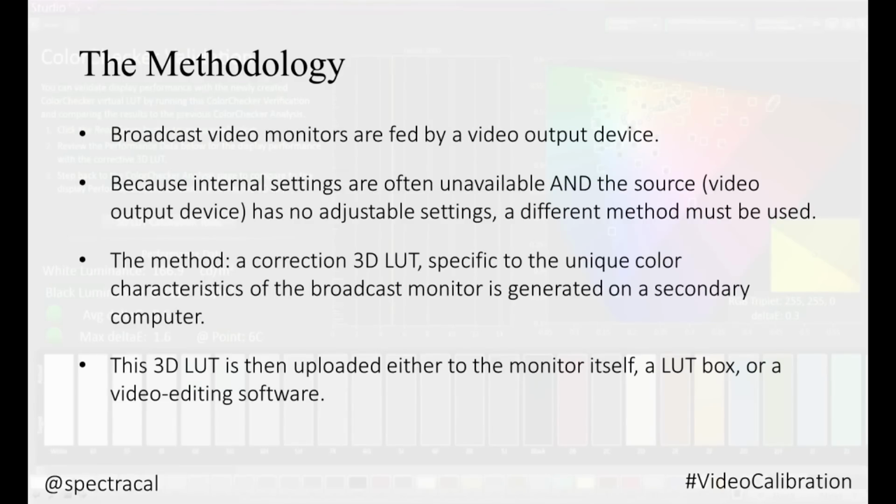Broadcast video monitors are fed by the video output device, and they may or may not have internal picture settings available to the user. Because these internal settings are often unavailable and the source or the video output device has no adjustment settings, a different method must be used. The method is a correction matrix, or a 3D LUT, specific to the unique color characteristics of the monitor, generated on the secondary computer.